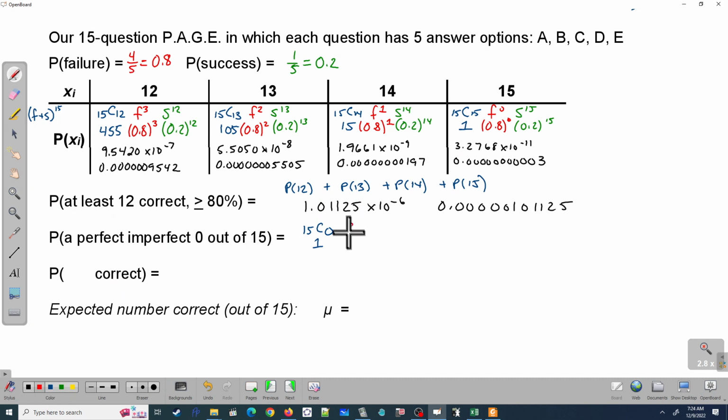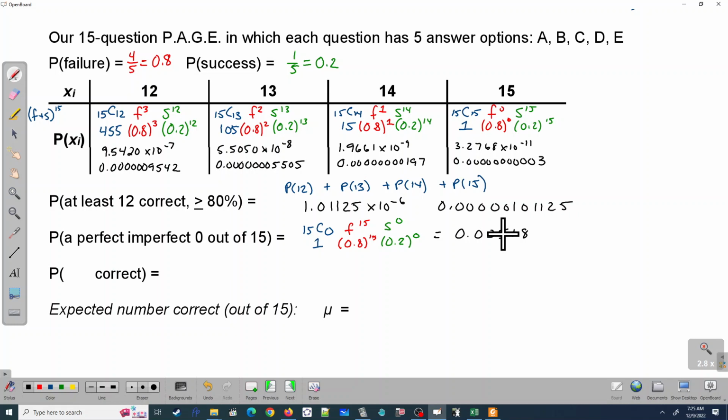Then I have to realize that my failure is going to happen 15 times in a row, so it's going to be 0.8 raised to the 15th. And then finally, success is going to be raised 0 times, because not once is that going to happen. So you don't really need to write down 0.2 raised to 0, but in the end, this does work out to be 0.03518. So you do have a 3.5% chance of getting all the questions wrong.